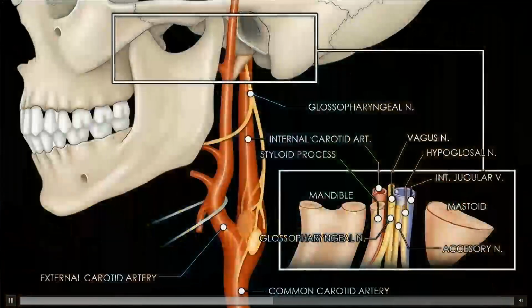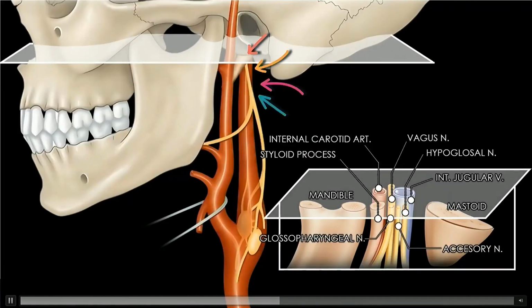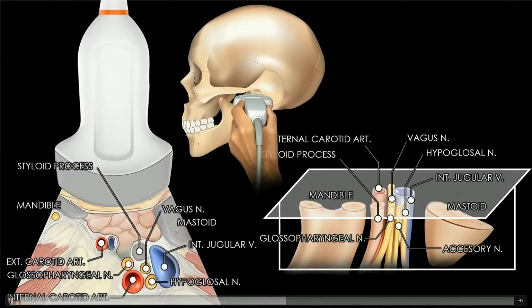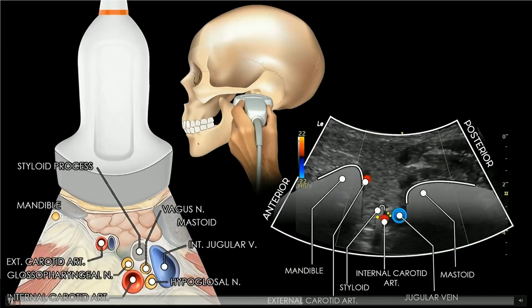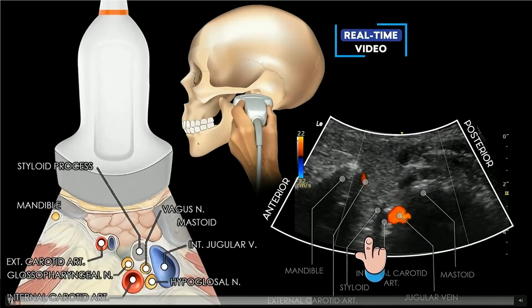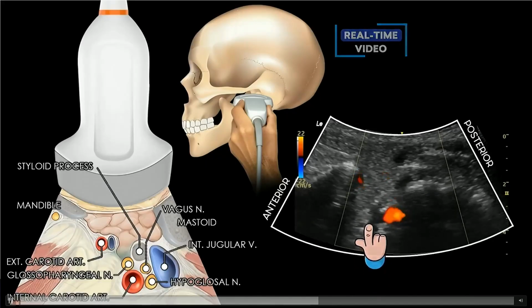It typically courses between the internal carotid artery and internal jugular vein just below the skull base, deep to the styloid process. Using a low-frequency convex array transducer, the scan is performed with the patient in a supine position and the head rotated slightly to the opposite side. The probe is placed transversely between the angle of the mandible and mastoid, moving the transducer posterior-inferiorly to visualize the carotid space. The nerve typically lies between the internal carotid artery and the internal jugular vein, posterior to the styloid process and deep to the digastric and stylohyoid muscles.